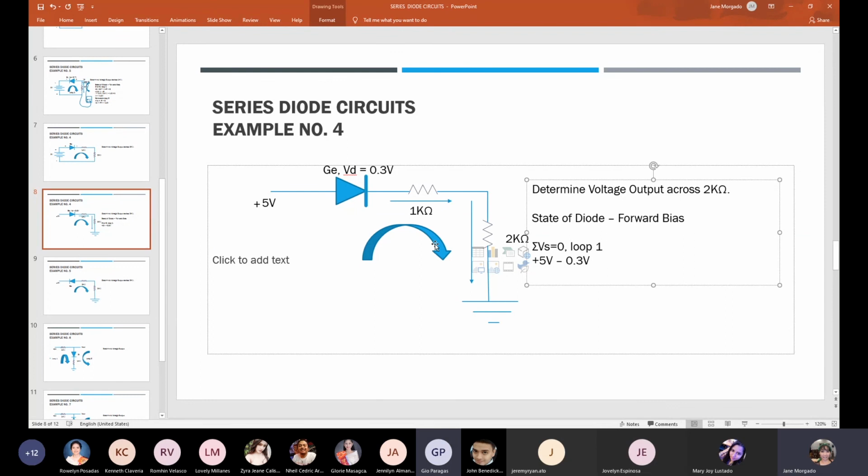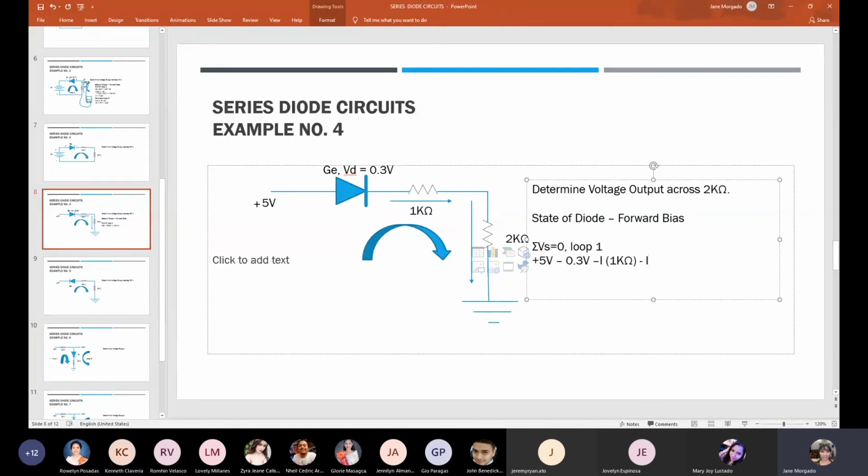Direction of the current same as direction of the loop, so negative IR. Minus IR, wherein the R is equal to 1 K ohm. In a series circuit, current is constant, so hindi nagbabago. Yung current na dumaan sa 1K is the same current na dadaan sa 2K. After ni 1K, we have yung loop kay 2K. Again, same direction as the direction of the loop, so that's why the sign is negative.